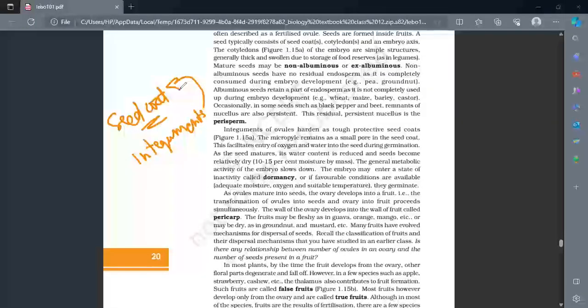Again, an important thing, what happens to the micropyle region? It is present in the form of a very small pore in the seed coat. You just look at the seed of a chana or something like that. You will find a very small pore is present. From there, the water and the oxygen gets inside the seed during the germination process. That small pore is actually the micropylar region that remains open in the seed coat, and this opening is helping in the germination process.